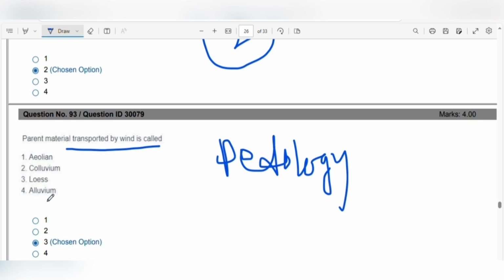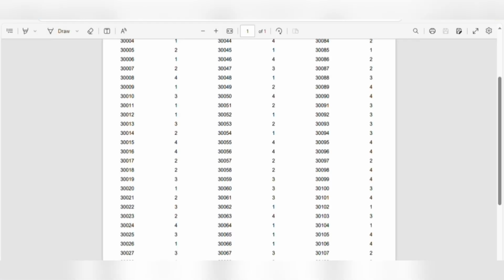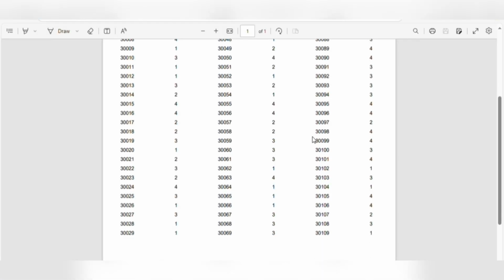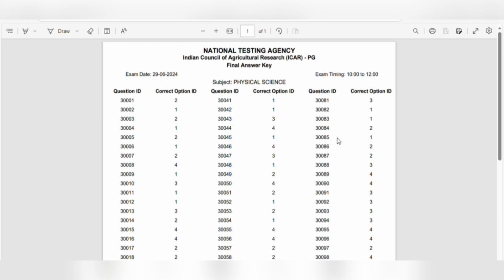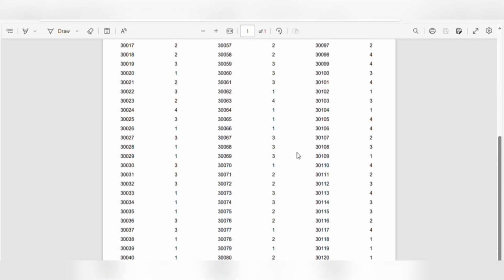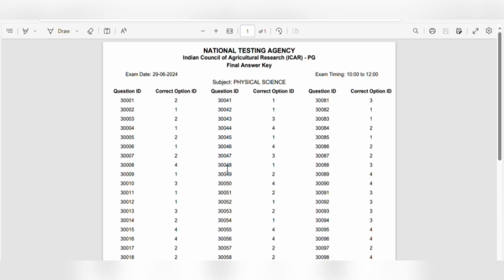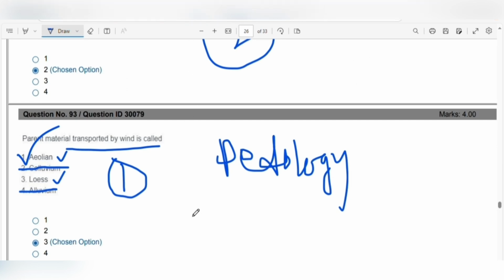So parent material transported by wind is called. This question was subject to heavy controversy. Like Aeolian and Loess, the people were arguing that both of these are correct answers and you should get marks for both, but actually the answer will be Aeolian. Option 1 will be the correct option. I can show you in the official answer key as well. You can see that 30079 has got only one answer and that is 1.